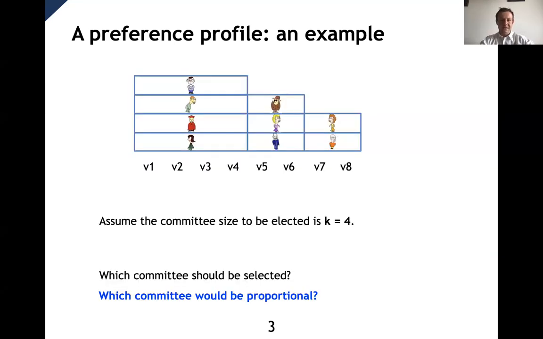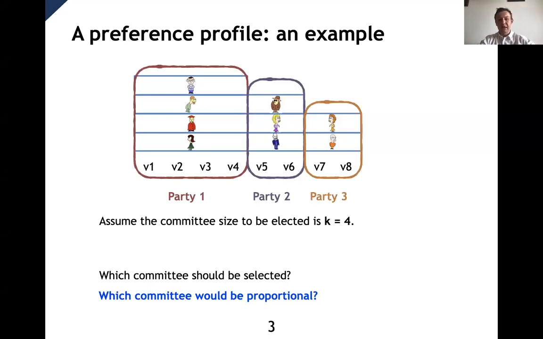So let's look at this example, and let's assume that our goal is to select K equal 4 committee members. Which committee would be good? Which committee would be proportional, that is fair to the voters? In this particular example, we can see that we can divide the set of voters and the set of candidates into these joint groups such that the voters from a single group all approve the same candidates, and these candidates are not approved by any members of other groups of voters.